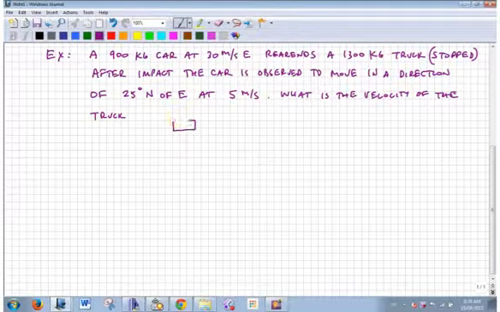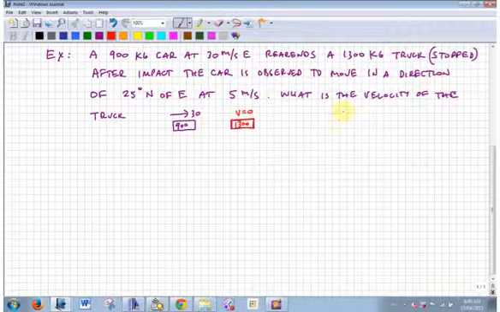Quickly, there's my car. It's traveling east at 30 meters a second. I'm not even going to write it. Okay? Try to make it as simple as possible. It hits a truck, which is 1,300, stopped at rest. That's before. What's happening after?